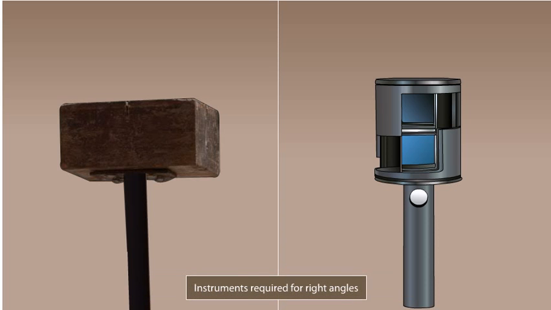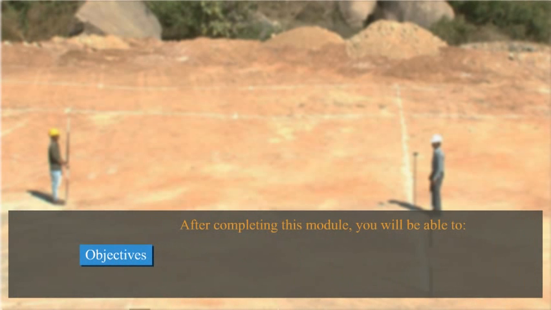In this module, we will look at two kinds of such instruments. They are the cross staff and the optical square. Let us learn more about them. After completing this module, you will be able to identify the instruments required for right angles and use the instruments.